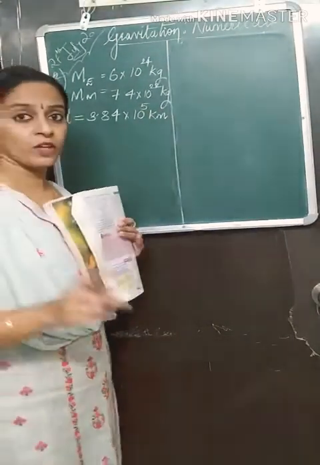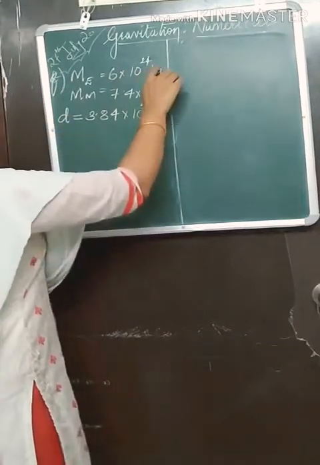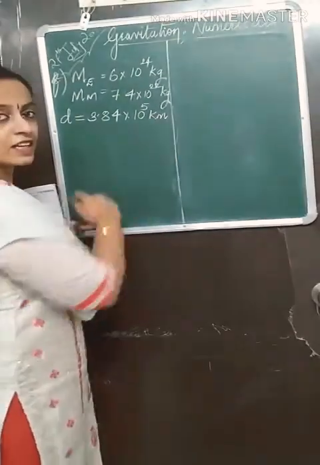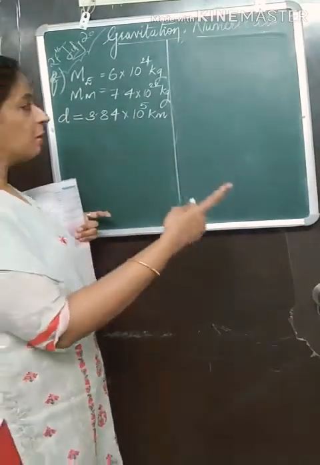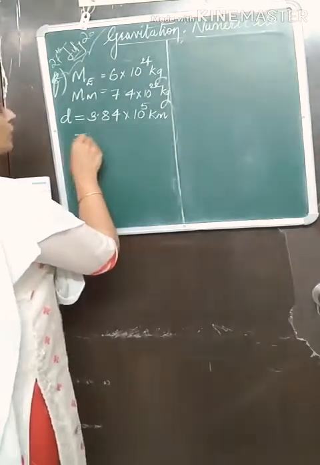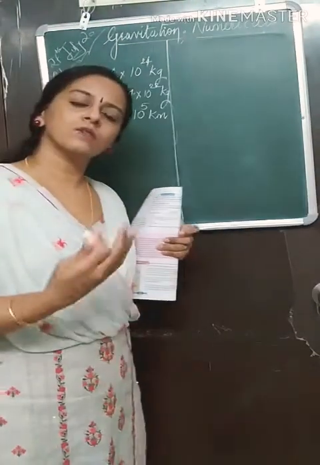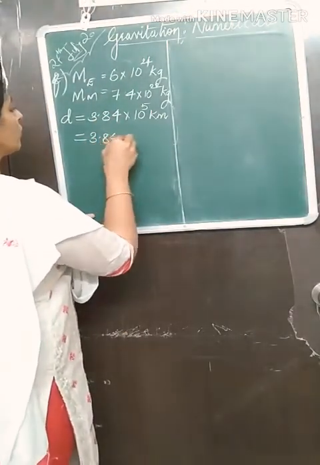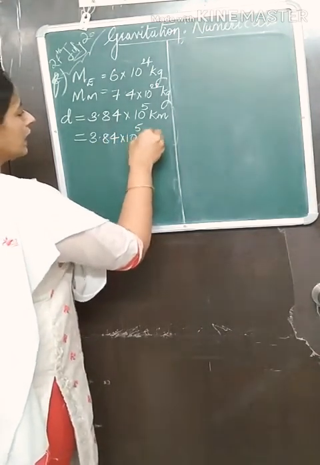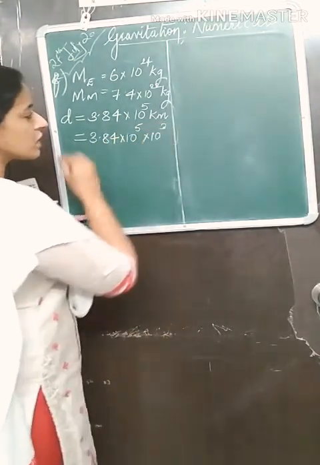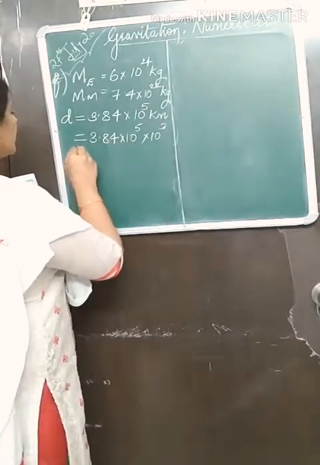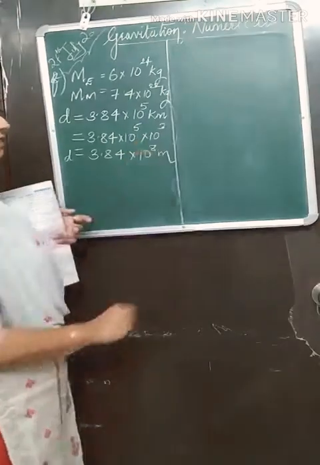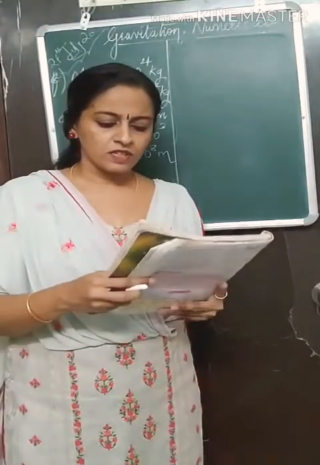Now see here, a very important thing that you should notice: mass is given in kilogram and distance should be in meter, but they have given us in kilometer. So first we have to convert this into meter. Kilometer to meter, you will multiply by 1000. So I'll write 3.84 into 10 raised to 5 into 1000. 1000 means 10 raised to 3. So what will be the final distance? 3.84 into 10 raised to 8 meter. So distance also given.